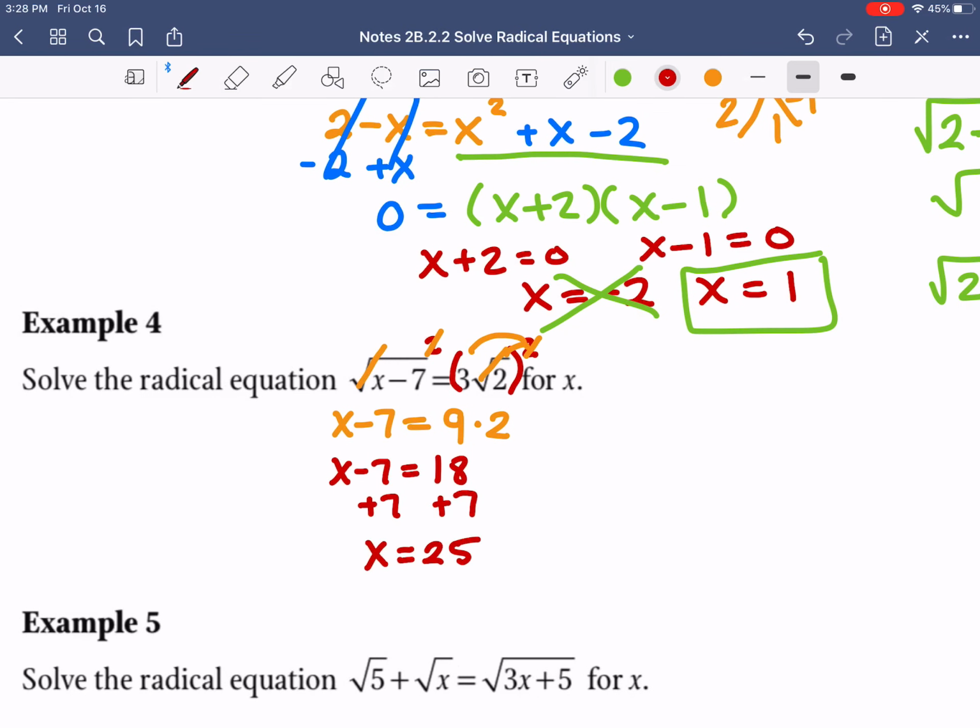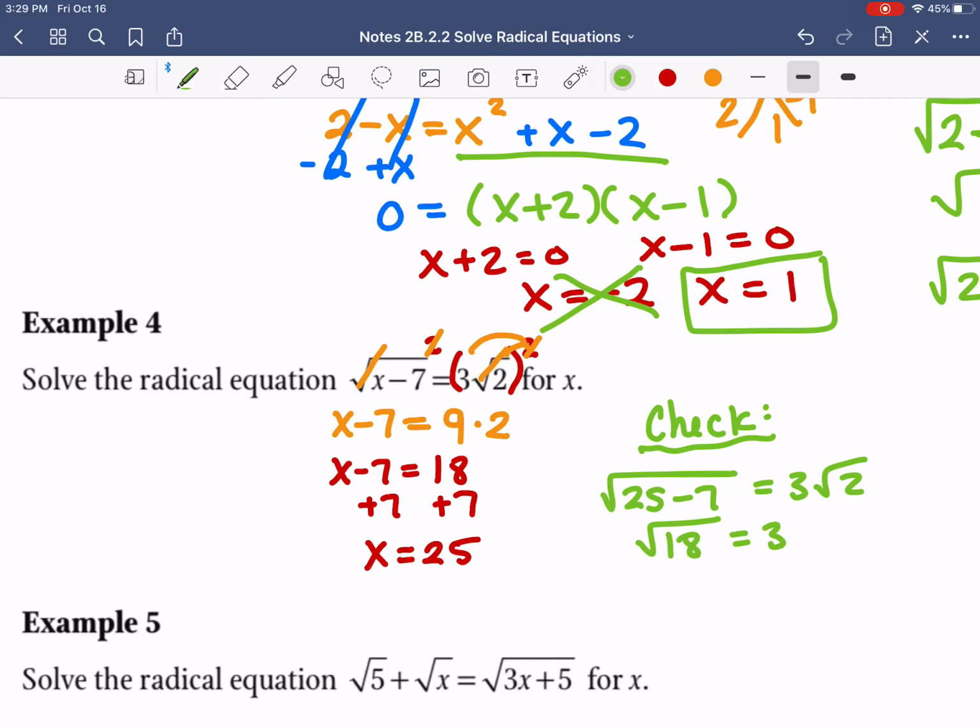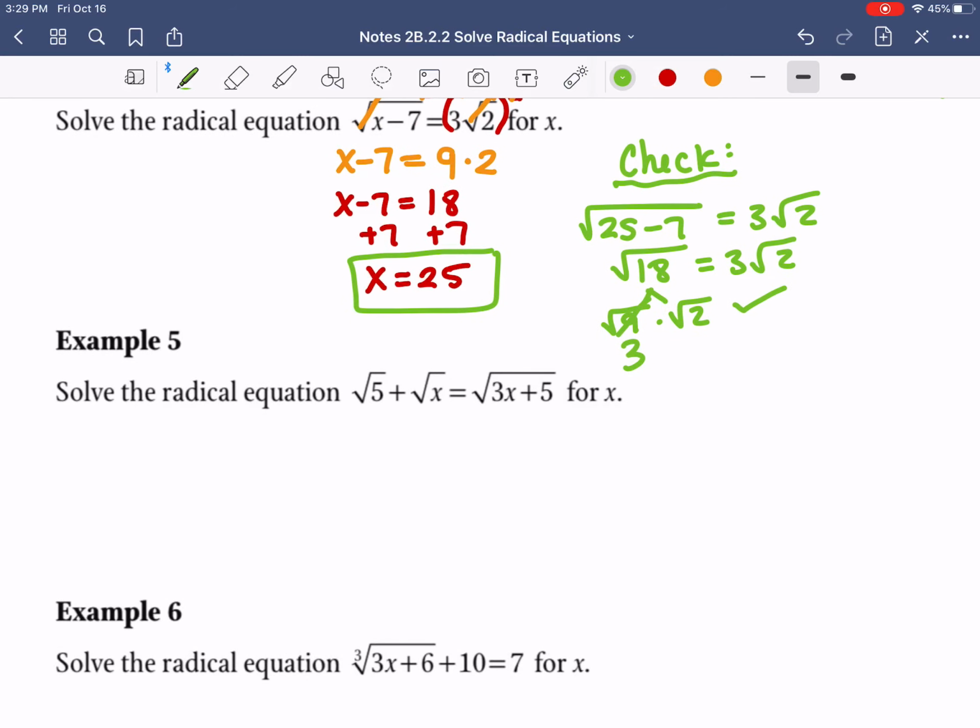Before you even turn in your homework or we go over the answers, you should be able to check to make sure that your answer was correct, because you could plug it back in. The square root of 25 minus 7 equals 3 square root of 2. Well, 25 minus 7 is 18, and 18 is the square root of 9 times the square root of 2, and the square root of 9 is 3. So 3 square root of 2, check, it works. 25 is a good answer. All right, let's go to example 5, and we're going to change it a little bit.